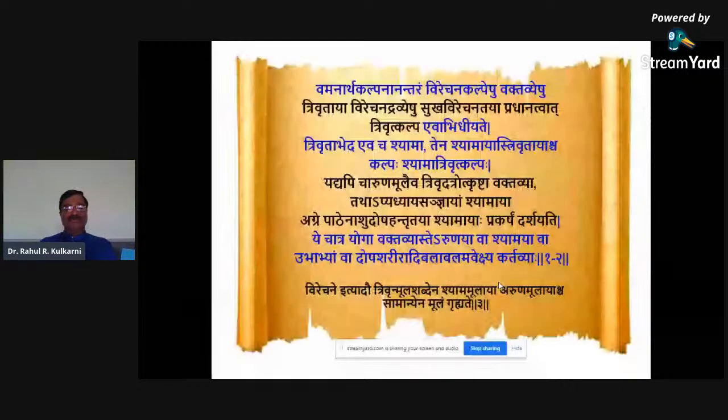Now why it becomes Shreshta and why it deserves first place among the Virechaka Dravyas: Trivrutaya Virechana Dravyasya Sukha Virechanatayaha. That doesn't mean that others are Dukha Virechaka, but relatively this produces the Virechana most comfortably in the Rogis. Hence, Trivrut has been explained at the beginning. Next he says, Yad api cha aruna mulaiva Trivrut utkrushto vaktavyaha.